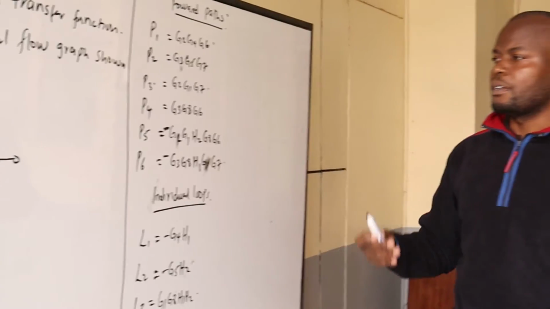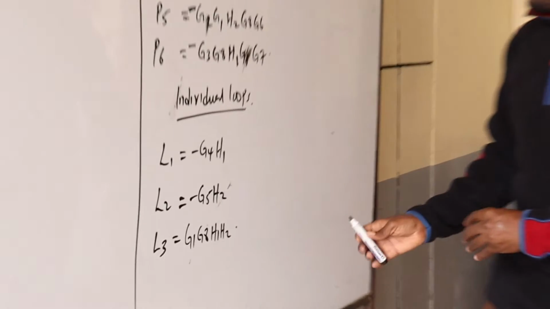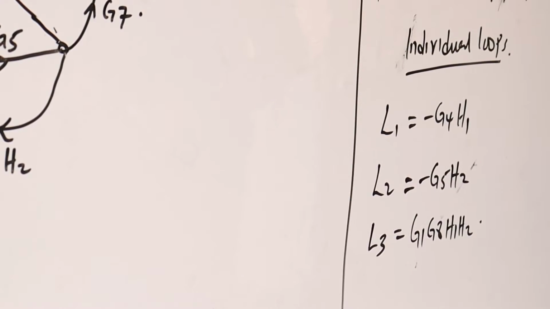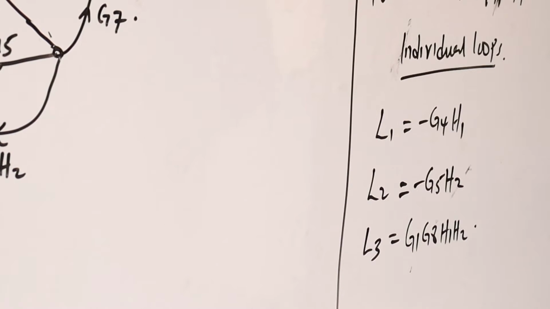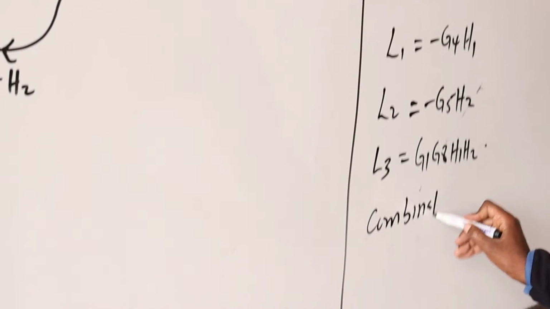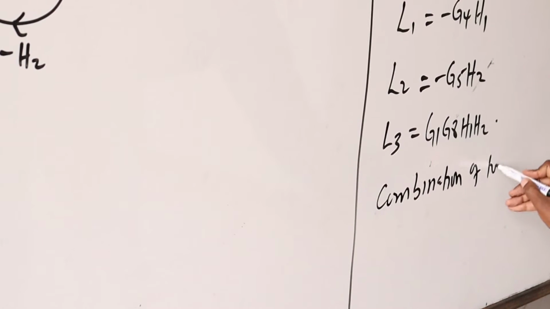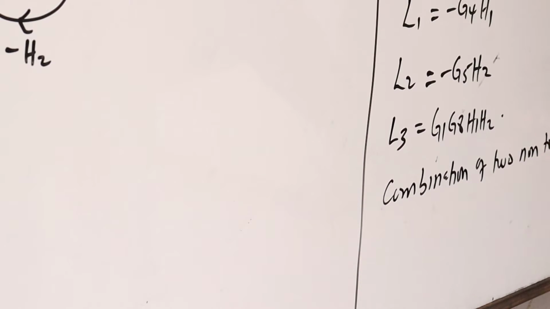Then we get their product. Do we have non-touching loops? Of course, we only have three loops here. So we are going to look at, do this loop and that loop share a node? Or do this loop and this loop share a node? Therefore, we can talk of a combination of two non-touching loops.